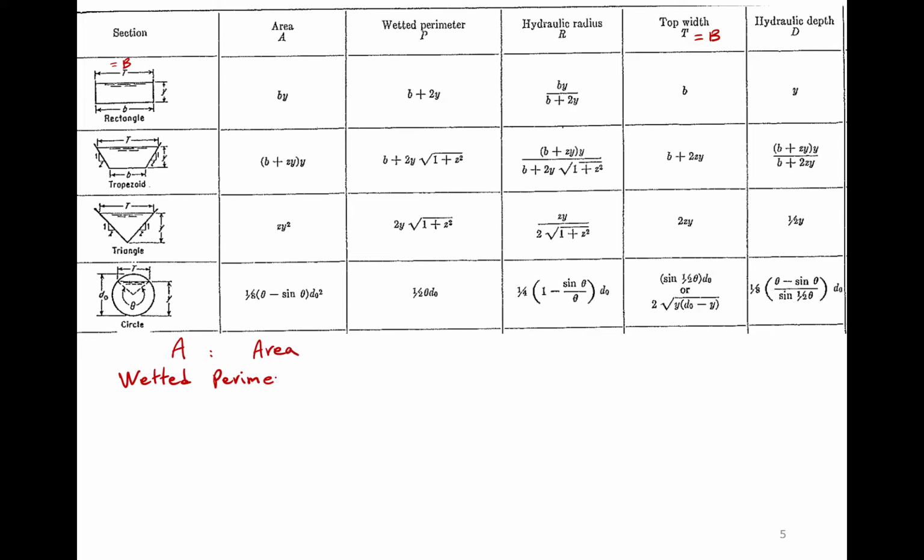Typically, we use capital P to represent wetted perimeter. And what is this? This is the portion of the perimeter of the section that is in contact with the flow. So I'm going to write it here: portion of perimeter in contact with flow. As the term suggests, the wet part of the perimeter.